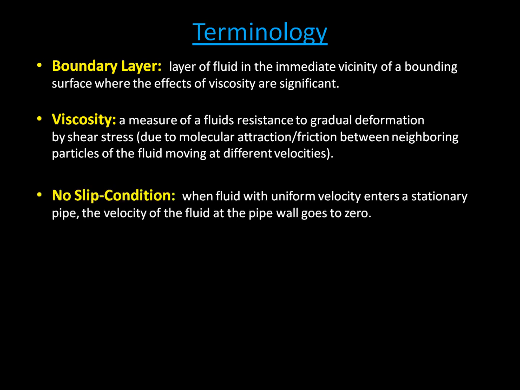The no-slip condition. The no-slip condition is important when we're determining the velocity profile and understanding boundary layers. It states that when a fluid with a uniform velocity enters a stationary pipe, the velocity of the fluid at the pipe wall goes to zero. So there are particles of the fluid that stop at the wall and cling onto that wall, and then subsequently they grab onto other molecules, propagating inward towards the center of the pipe and trying to slow them down. That's how we get our velocity profile.